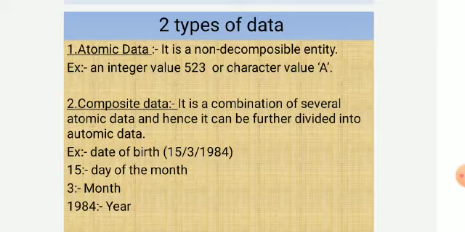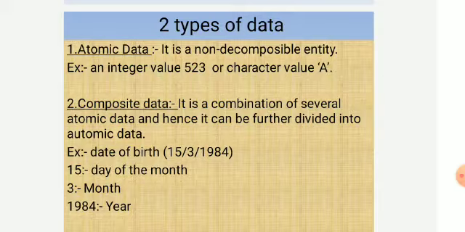For example, consider the value 523. 523 is one complete number, so it cannot be separated. That's why 523 is atomic data. Regarding alphabets, suppose your name is Ashok. A-S-H-O-K, Ashok, there is no space in between those alphabets. So that's why Ashok is atomic data.